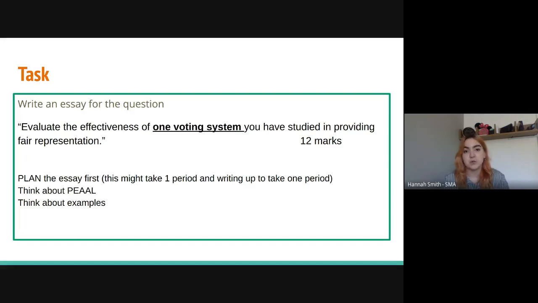The plan might take you up to 1 period's worth of work and writing the essay up to 1 period of work. It won't in the exam, it will be much quicker, but because this is your first one until you figure it out, some of you might do it in half an hour and it's over and that's great. But the other tasks should take you up to speed this week.